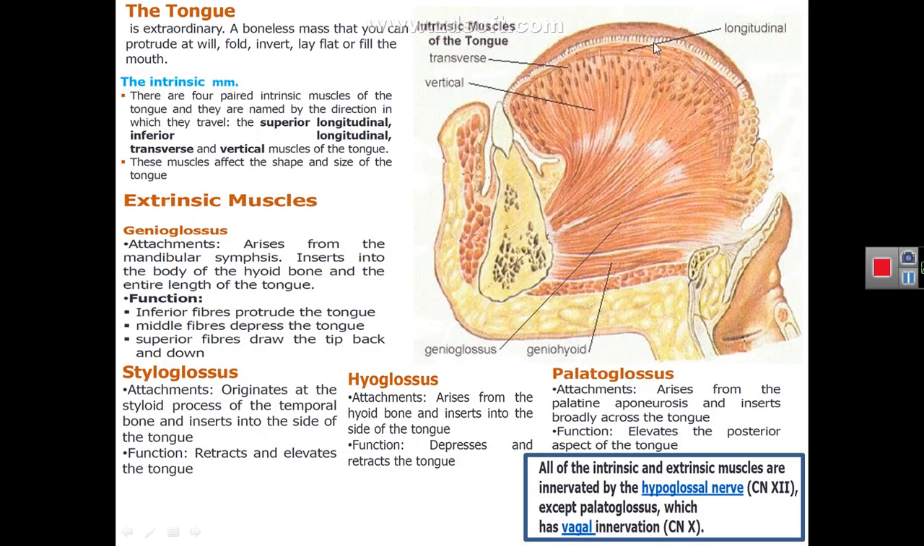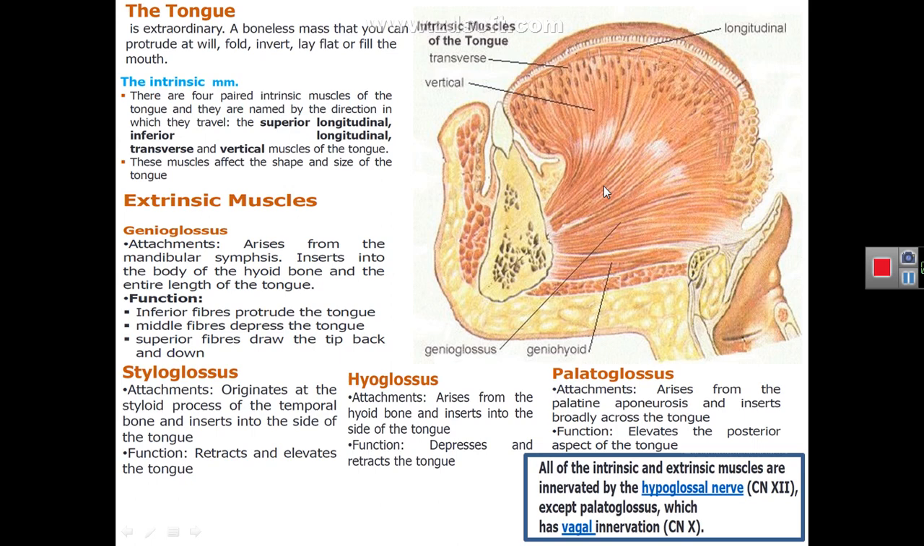Regarding the anatomy of the tongue, the tongue is a muscular organ. It contains two groups of muscles. One of them is called intrinsic muscles and the other is called extrinsic muscles. The name intrinsic muscle indicates that these muscles originate and insert inside the tongue. They include superior and inferior longitudinal muscles, transverse muscles, and vertical intrinsic muscles.